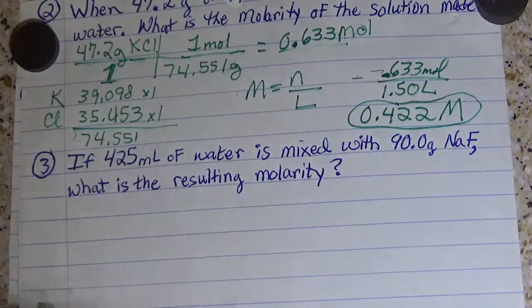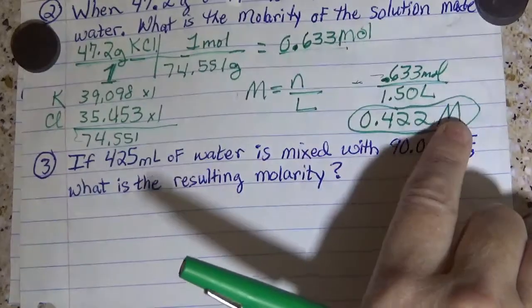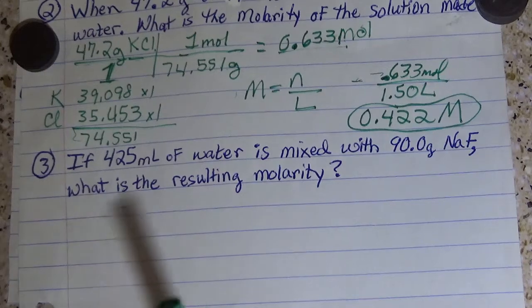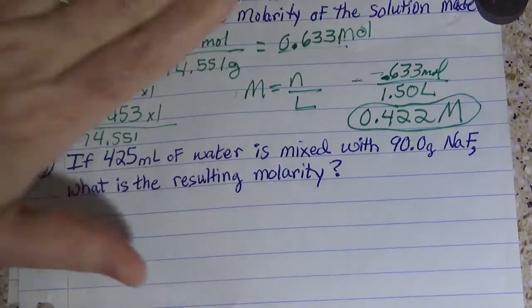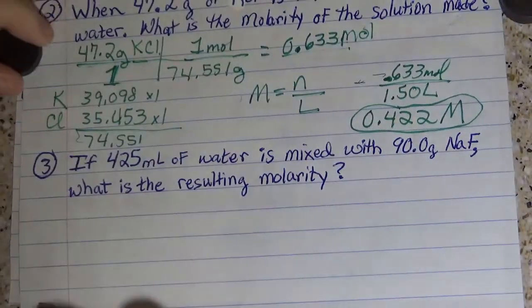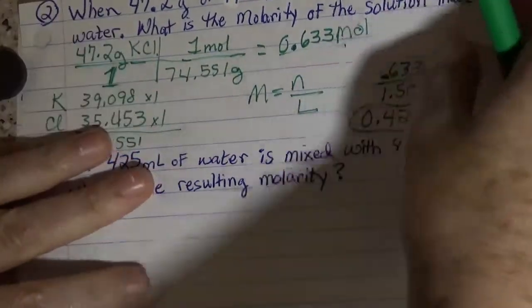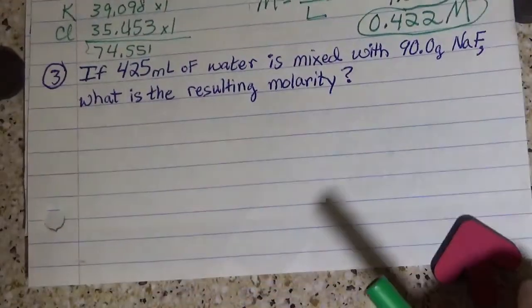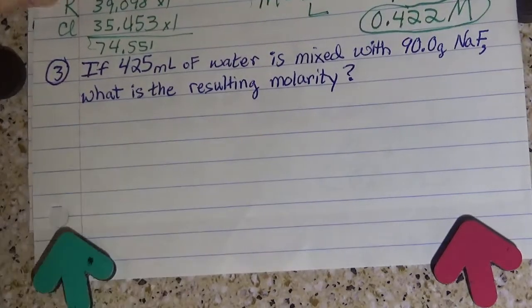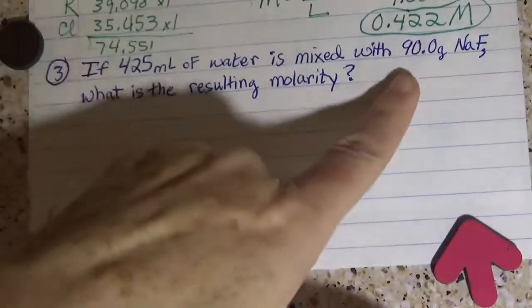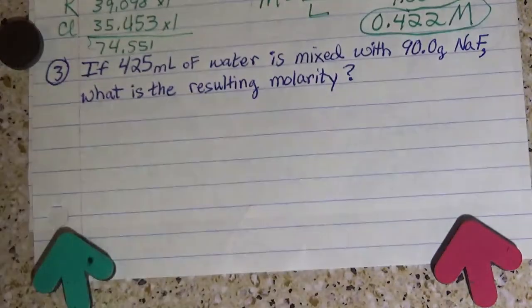Write it correctly. Mol is for moles, capital M is molarity. You can see why we just cannot pick any old label we want. They already have different meanings. Okay, let's do another question. This time we're going to solve for volume as well as how many moles. This one has 425 milliliters of water mixed with 90 grams of sodium fluoride. What's the resulting molarity?